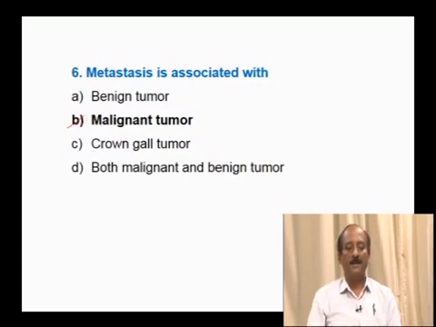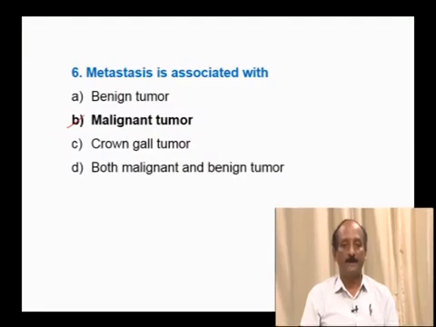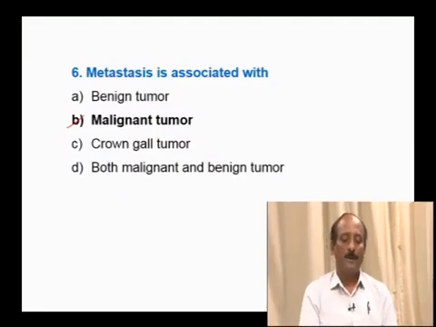But the cancerous cells of benign tumor are confined to the site of origin. Crown gall is commonly called plant cancer, and it is found in plants. Yes, the correct answer for this question is malignant tumor.